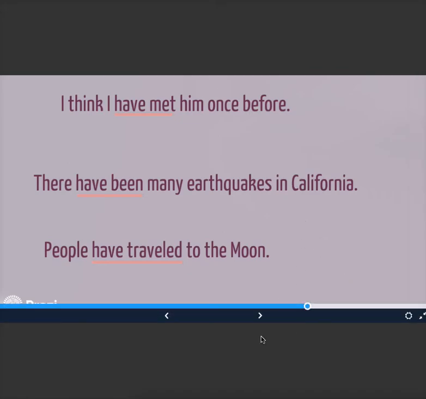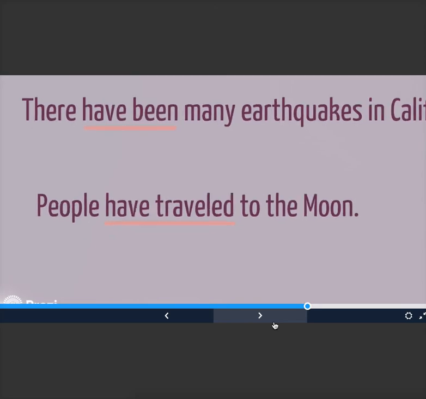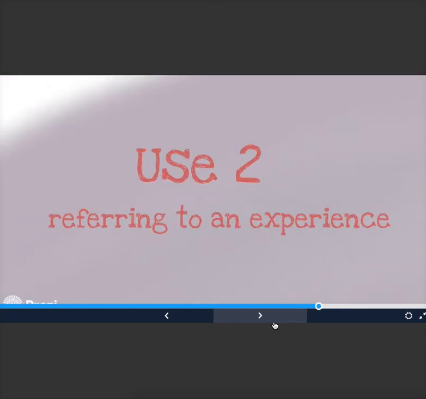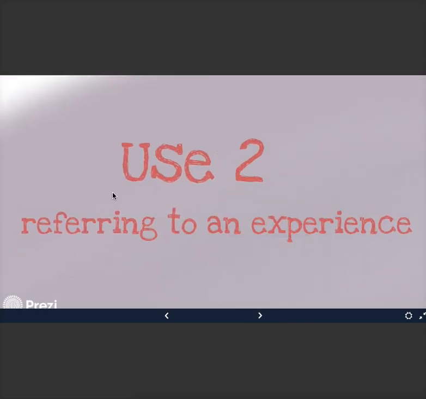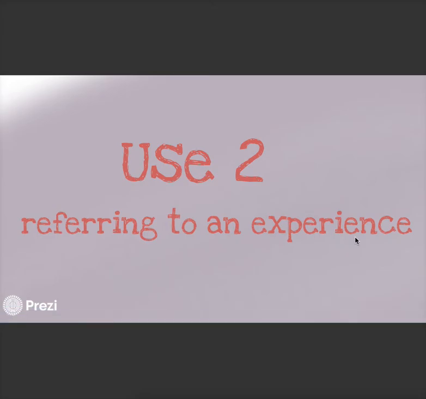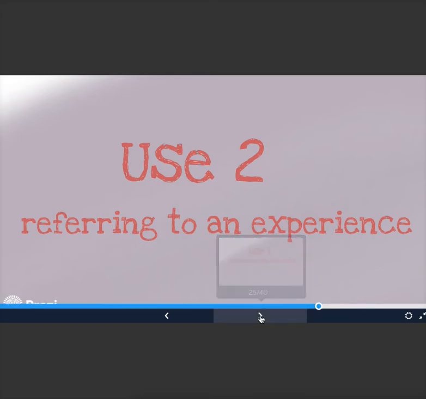So, use number 1 is on a specified time. Let's go, guys, with use number 2. You can also use present perfect when you are talking about experiences. Experiences are things that you have lived, okay? Your life experiences. So you're going to check some examples.